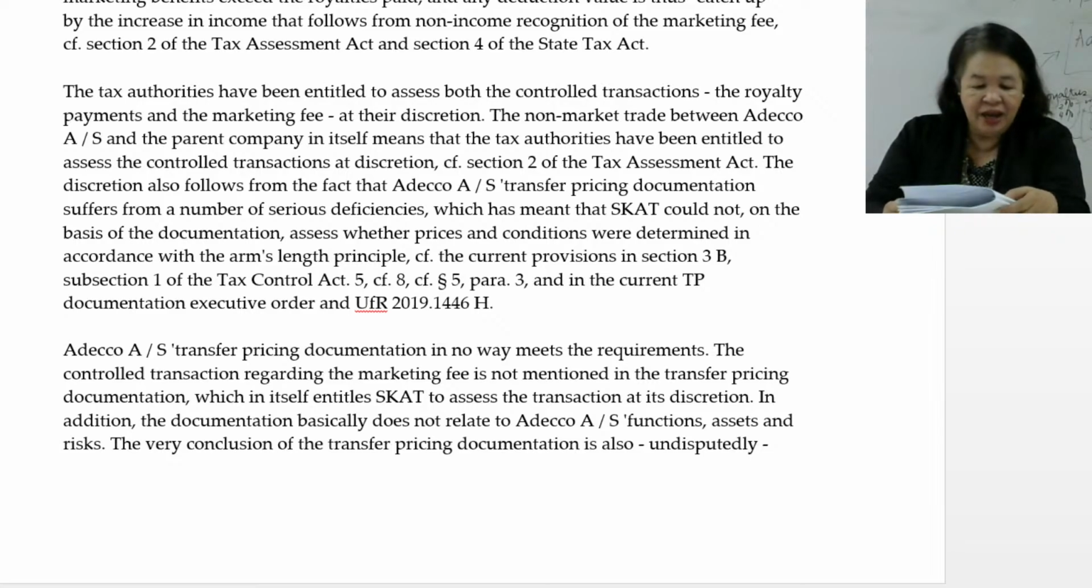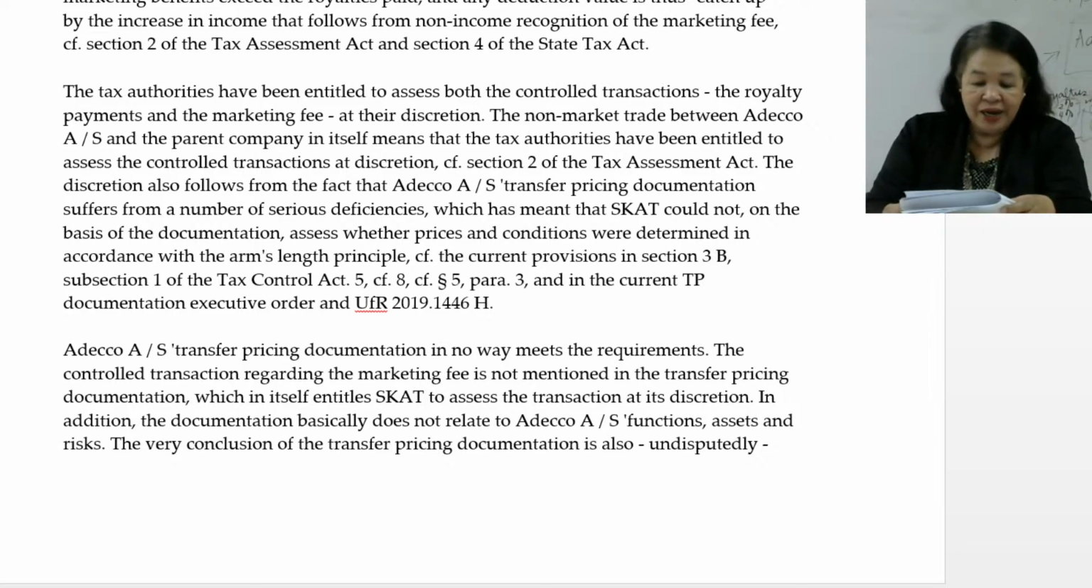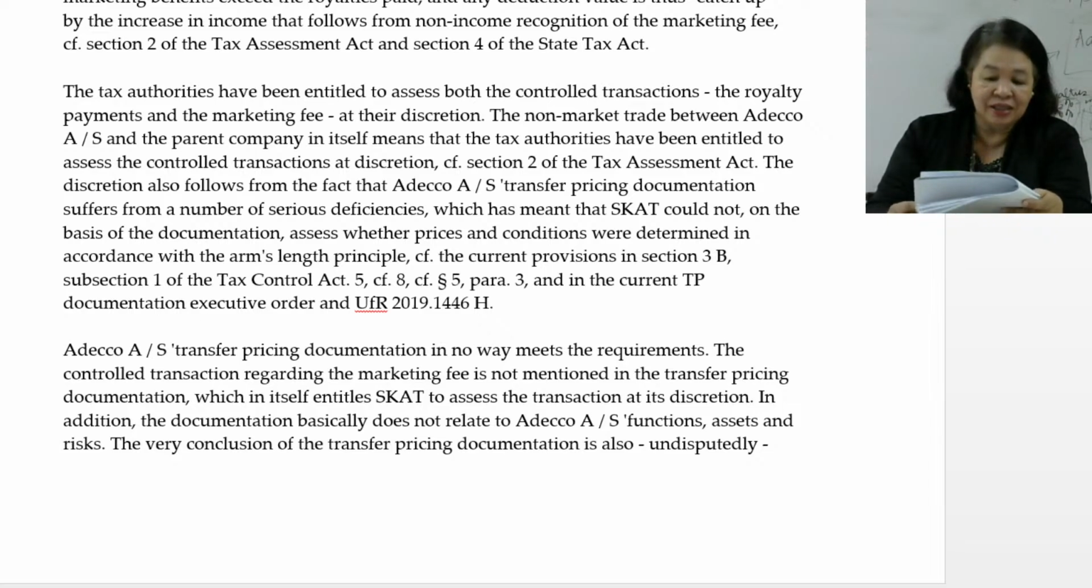Okay, ano sabi niya? Adecco transfer pricing documentation in no way meets the requirements. The controlled transactions regarding the marketing fee is not mentioned in the transfer pricing documentation. Kaya nga, kailangan sa gumagawa ng transfer pricing documentation, lahat sabihin mo na, no? The documentation basically does not relate to Adecco AS functions, assets, and risk, no? Pati yung assets and risk daw ng functions ng Adecco AS hindi rin nakarelate.